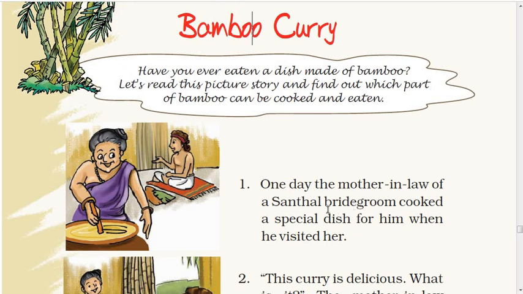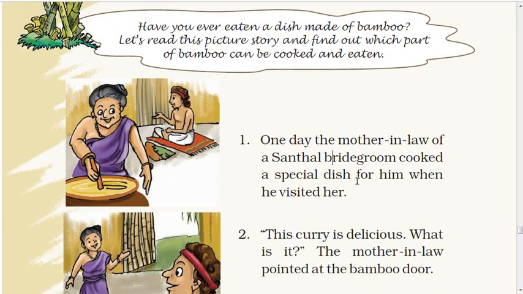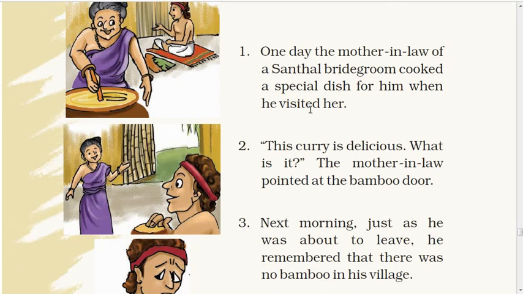Bridegroom means dulha. See, bride means dulhan, groom means sajana, and bridegroom combined makes the word dulha. Okay, so this shows that he was newly married. Okay, and since he visited his mother-in-law, he was offered a very special dish, and as soon as he ate this particular dish, he remarked by saying, "This curry is delicious. What is it?" The mother-in-law pointed at the bamboo door.